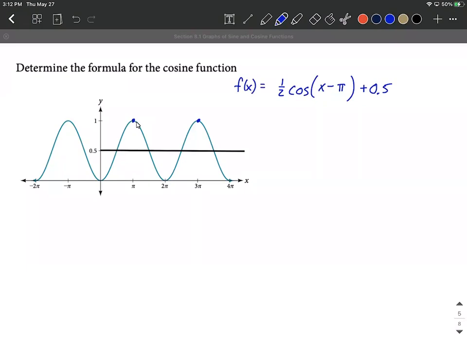Understanding where everything gets connected can be a little bit tedious. It takes a lot of practice to get really comfortable with these, but with practice comes perfection. Keep practicing. Adding a number to the end is going to move everything either up or down. If it was subtracting, it'd be down. Connecting a number directly to x is going to be a left or right shift, a phase shift as we refer to it. And a number out in front as a multiple is going to be a stretch or a compression. That's going to affect the amplitude of our graph.